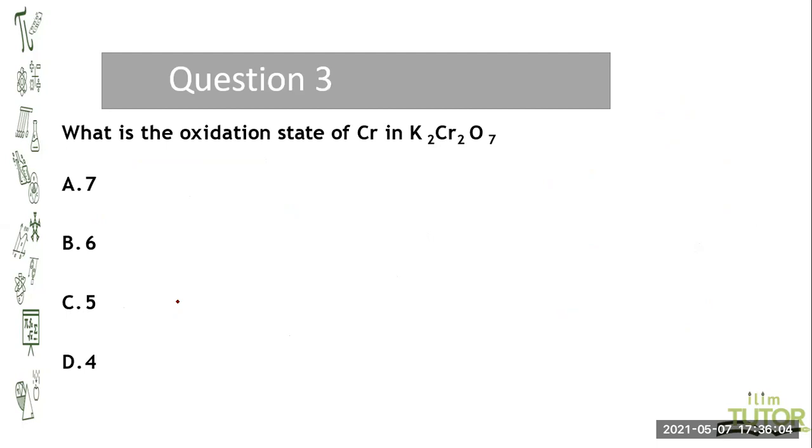Let's look at question 3. What is the oxidation state of chromium in K2Cr2O7? All right. This is potassium dichromate. So they're saying dichromate. If you know the dichromate already, you are fine. So how do we solve this? This doesn't have any charge. It's in a combined state, but it doesn't have any charge. So the oxidation will be 0.